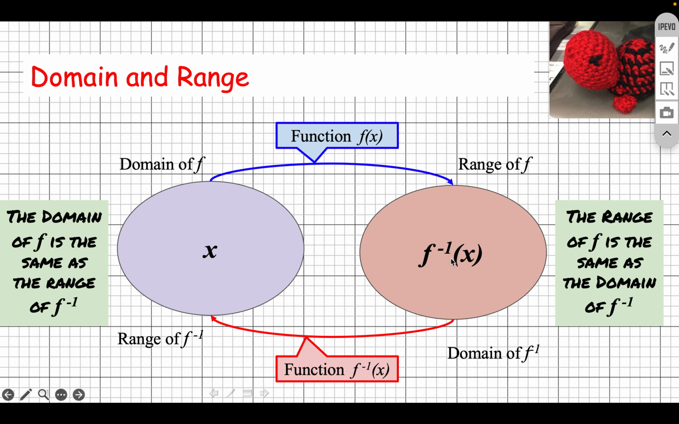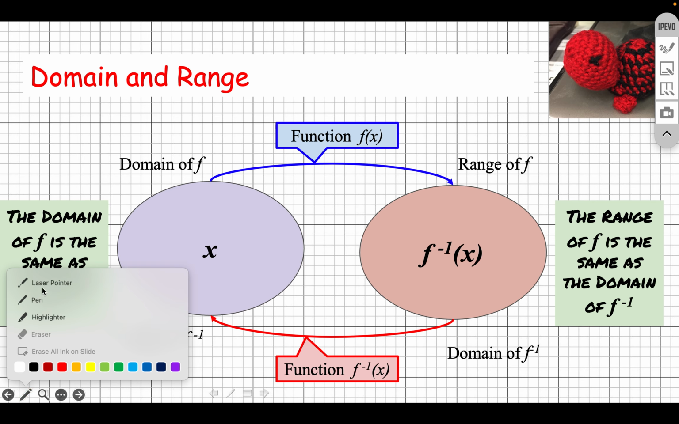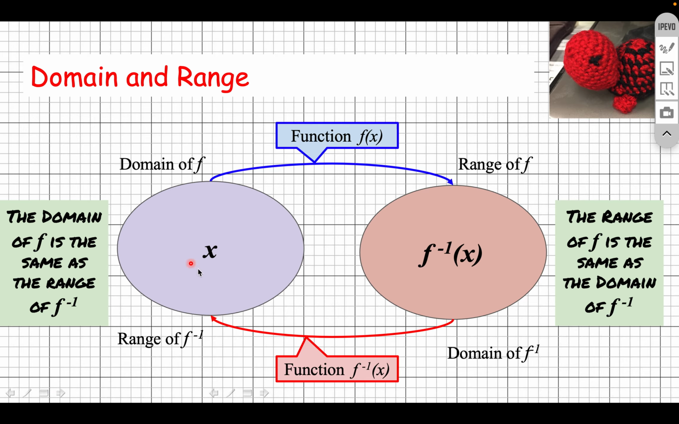So here we can talk about this with a picture showing your domain and range. Here with the function f of x, this is my input going to this output. If we have the function f inverse of x, this is my input, this is my output. You notice the domain of f is the same as the range of f inverse. And the range of f is the same as the domain of f inverse.